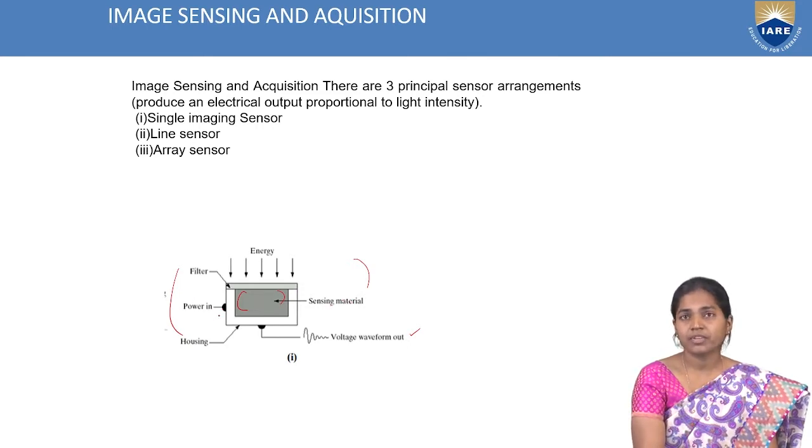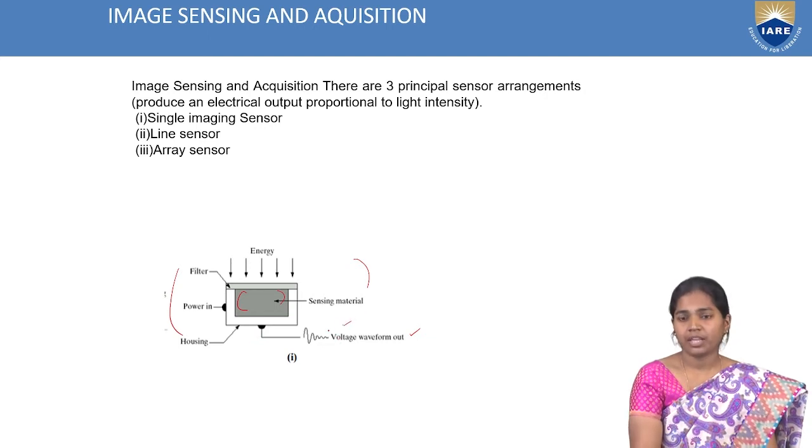Energy falls on the sensing element. The sensor receives the energy and converts it into analog output, so it produces the output in the form of voltage.